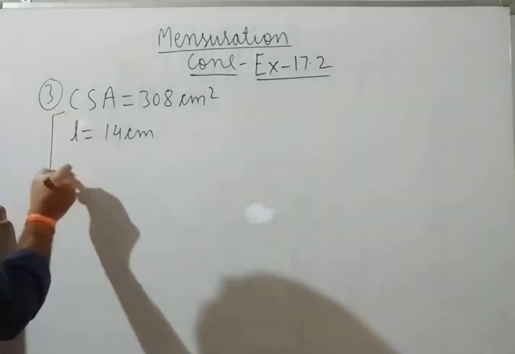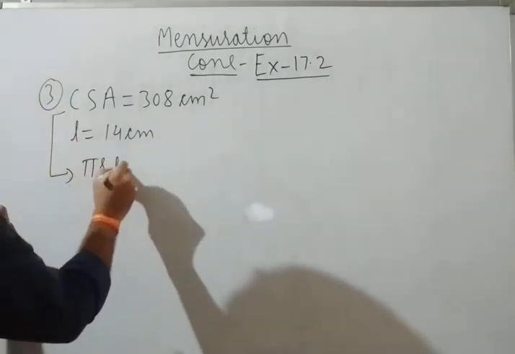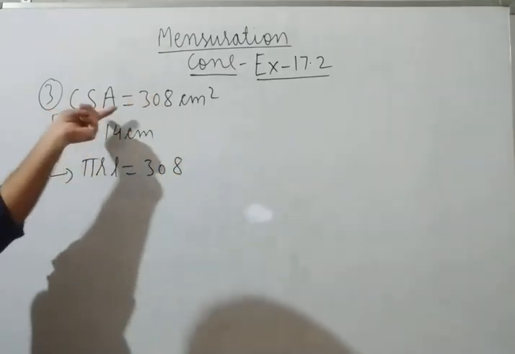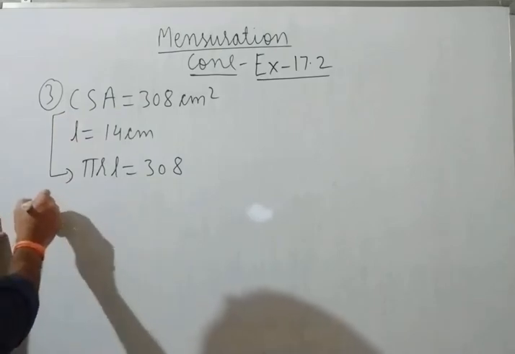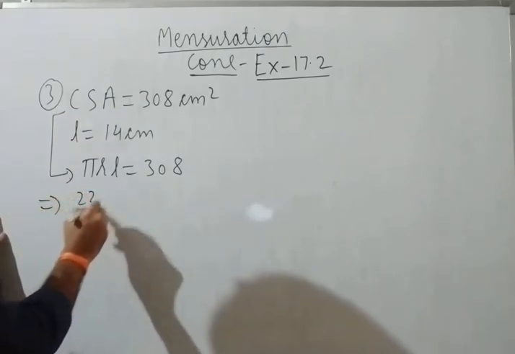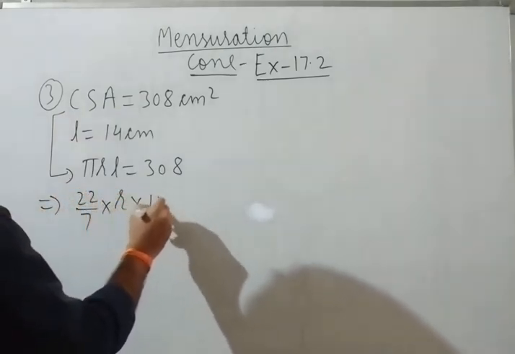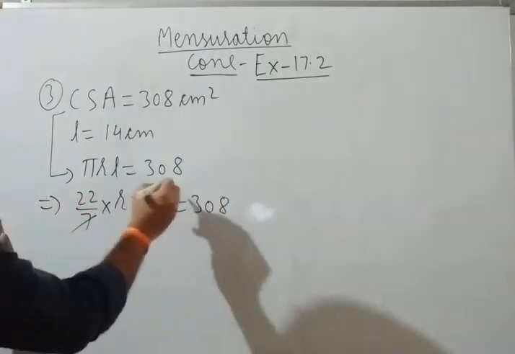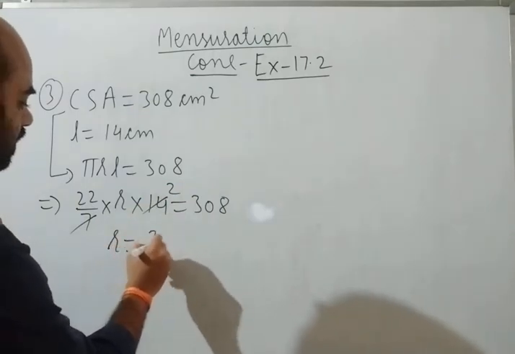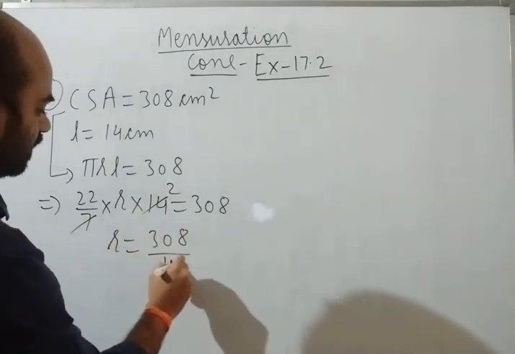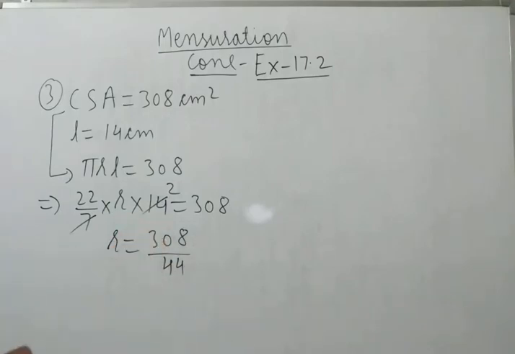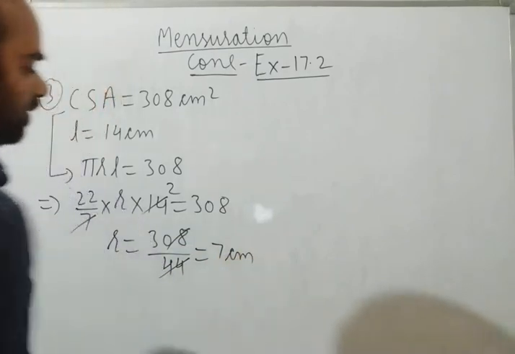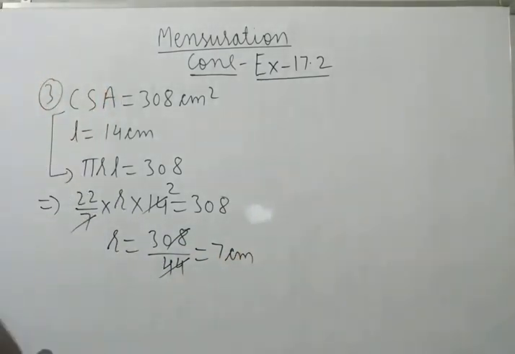So what is the formula for curved surface area? That is pi r L is equal to 308. Curved surface area is 308 and curved surface area is pi r L. Pi is 22 by 7. R is not given. L is given, 14. It means finally r will be 308 upon 44. Correct? Now if you divide, radius will be 7 centimeter. Correct?